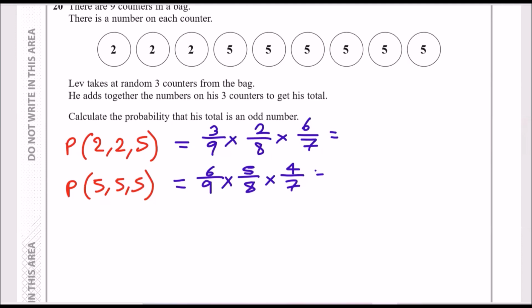So if you work them out independently, this would be 1 out of 14. And the bottom one would be 5 out of 21. So just use your calculator, guys, yeah? So now we ask ourselves, is there any other probabilities we can do?